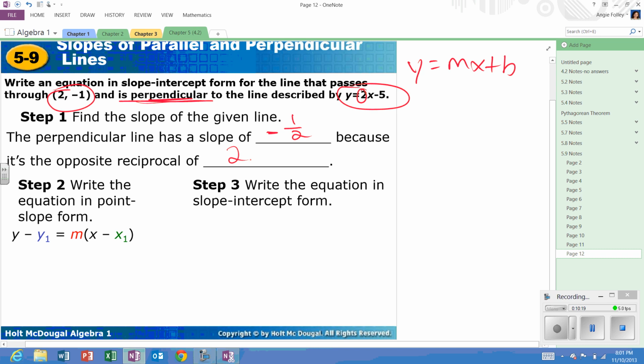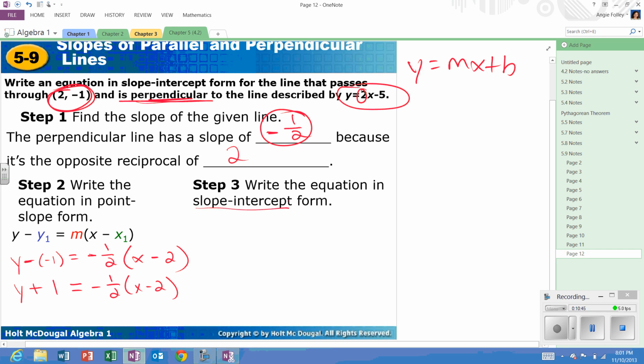So now step 2, we're going to write the equation in point-slope form. We're going to use this point and our new slope. So y minus negative 1 equals our new slope, negative 1/2, times x minus 2. So I'm going to make this y plus 1 equals negative 1/2 times x minus 2. So now that's our line in point-slope form, but we're not done. It wants it in slope-intercept form.